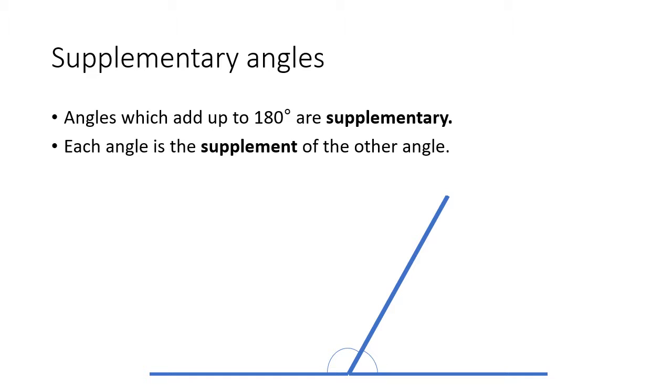So we've got 180 degrees here, and going again with the idea that this one is 60 degrees, that would make this angle 120 degrees, angle A and B. They add up to 180, and we would say that B is the supplement of A, and that A is the supplement of B.